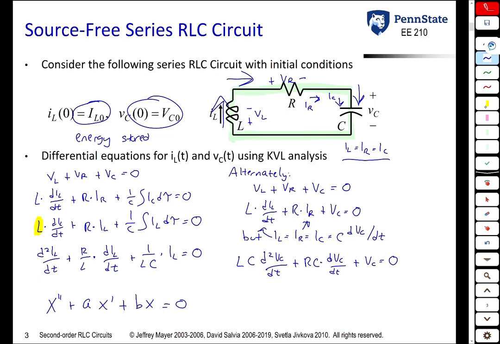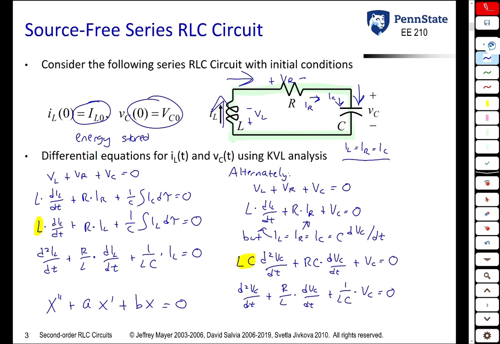Finally, we can divide every term by LC to get the second derivative of VC plus R over L times the first derivative of VC plus 1 over LC times VC is equal to 0.